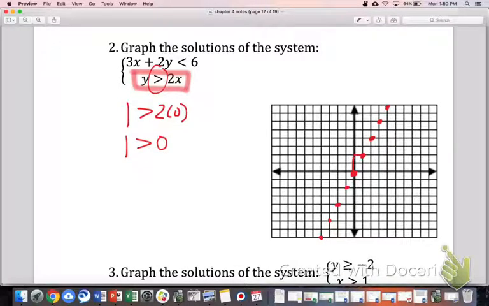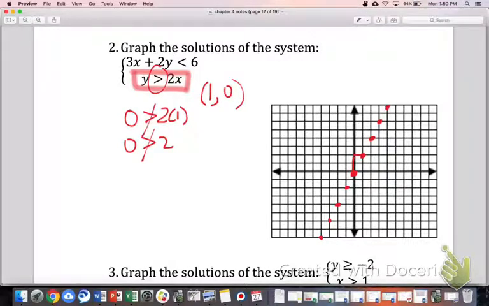So my test value, let's make sure this is right. If I messed up, let's fix this. So we want to use 1, 0. So that means x is 1 and y is 0. You know what? I did flip those around. So it'd be 0 is greater than 2 times 1. 0 is greater than 2. Is that true or false? False. That's false. And so that means this region down here, region A, is not it. It has to be region B.